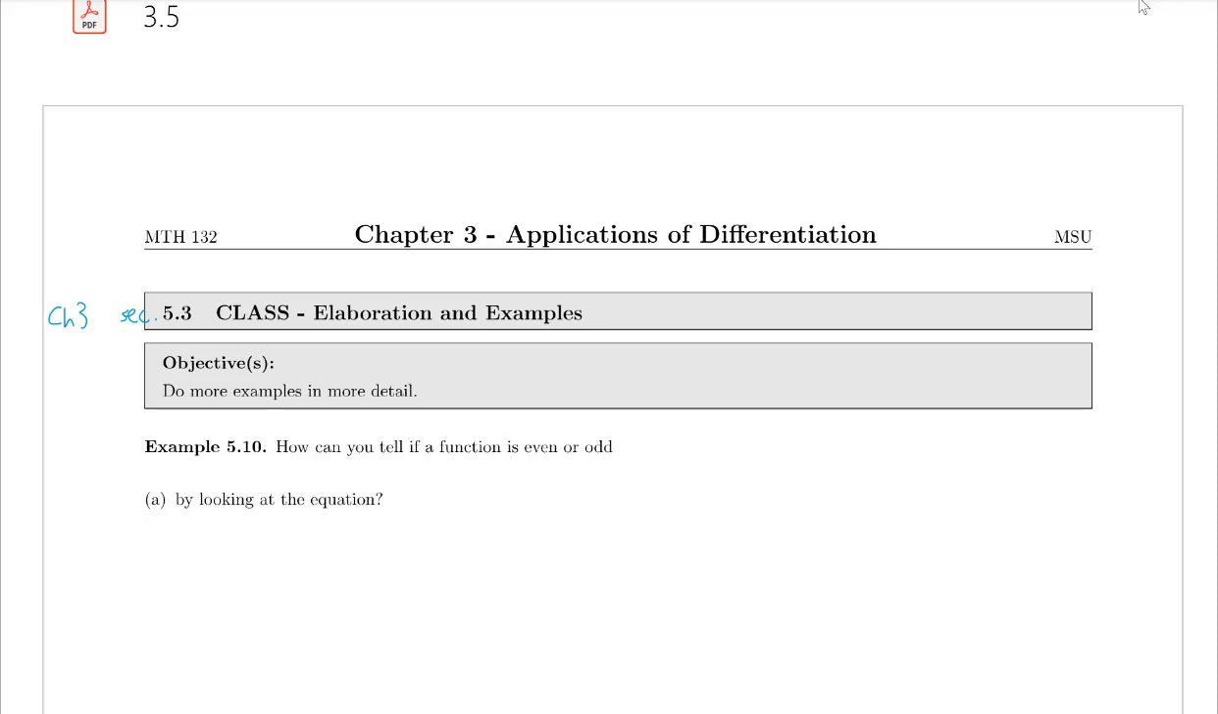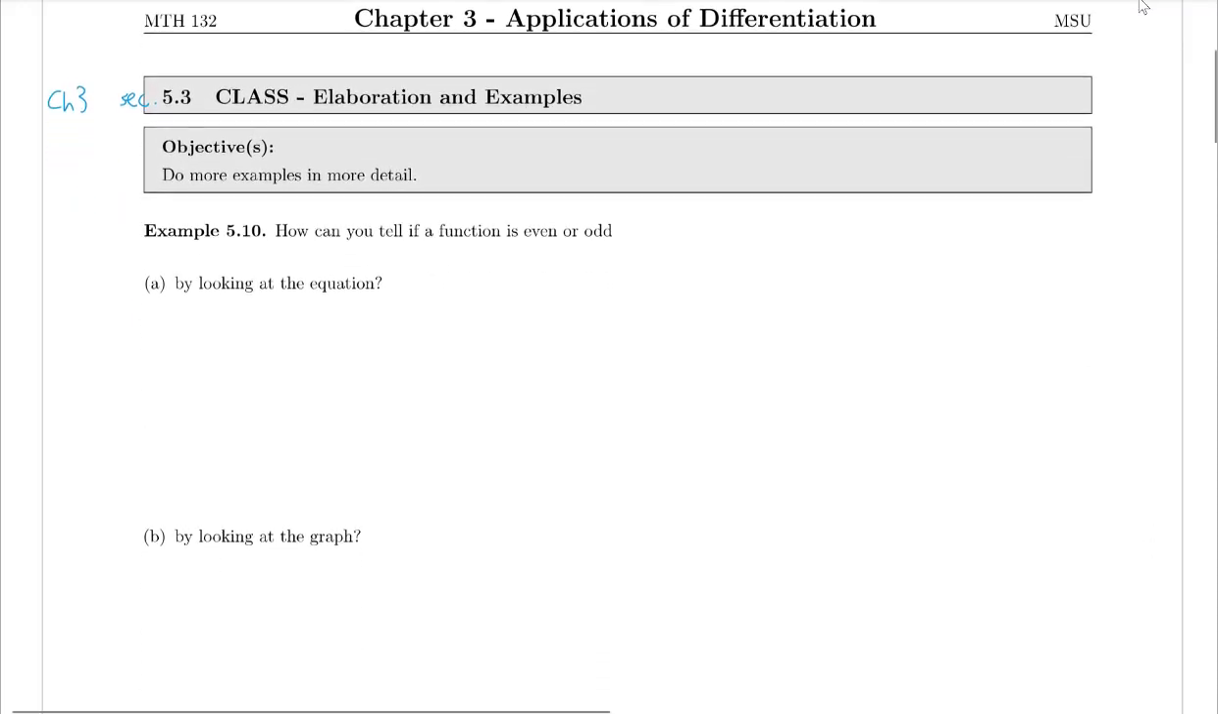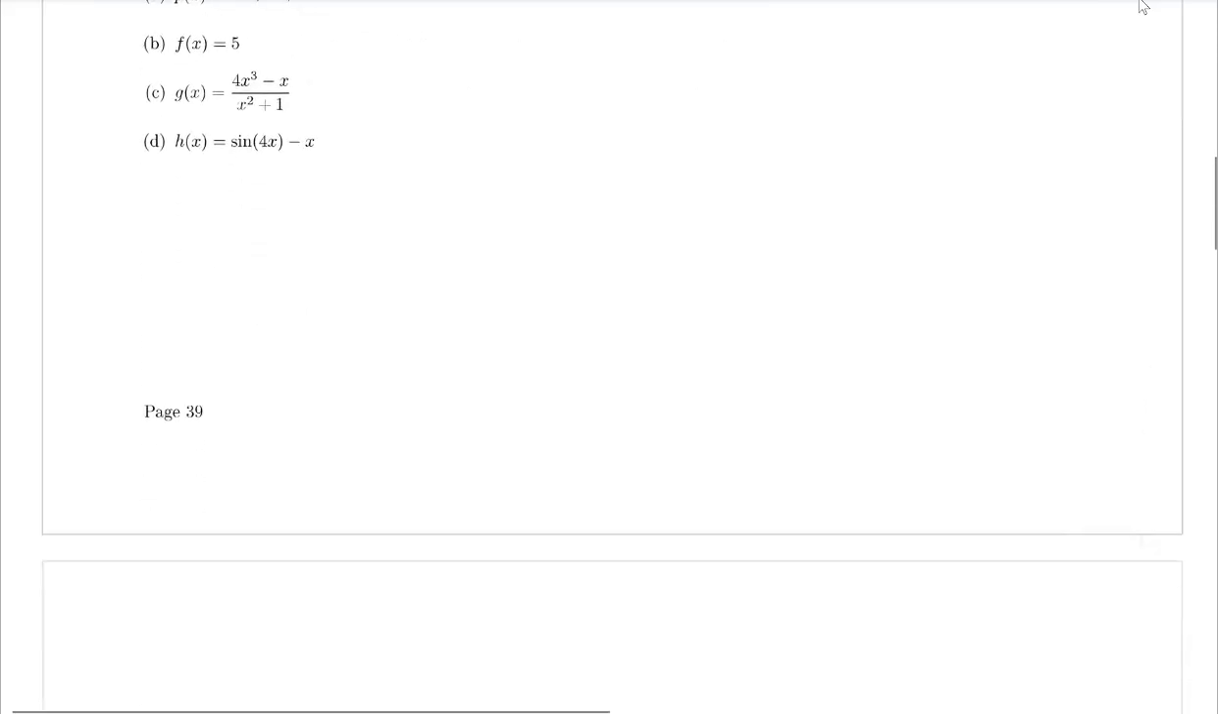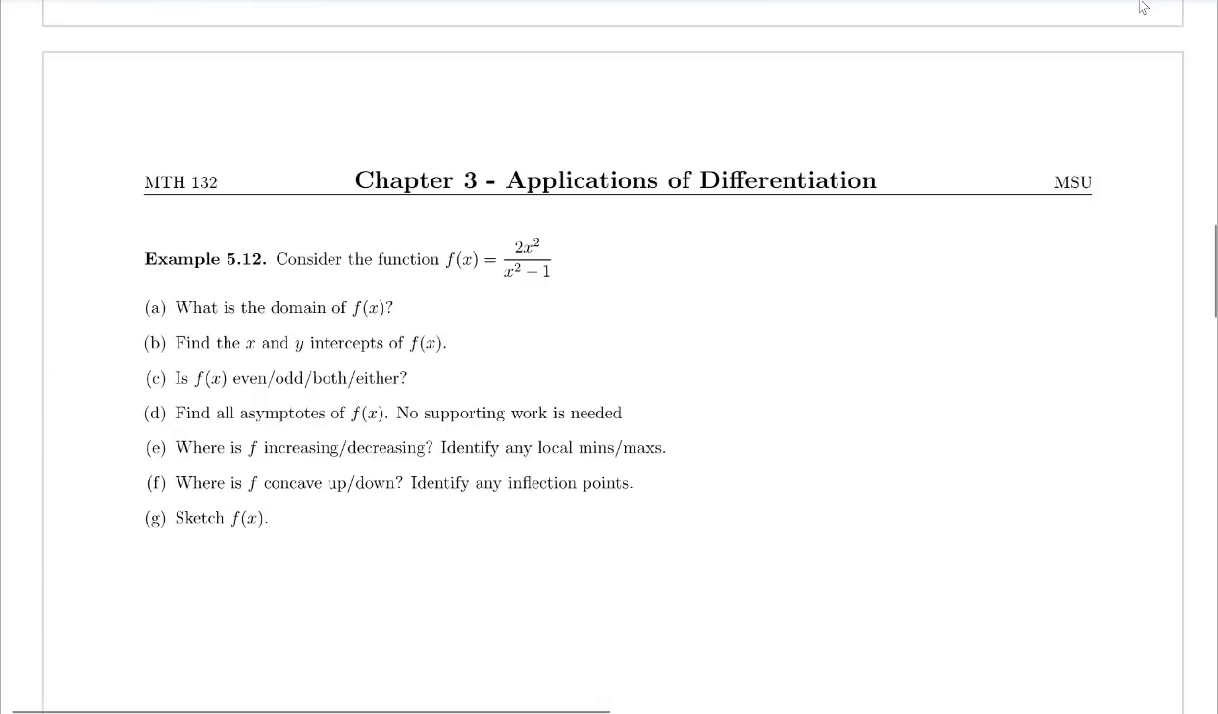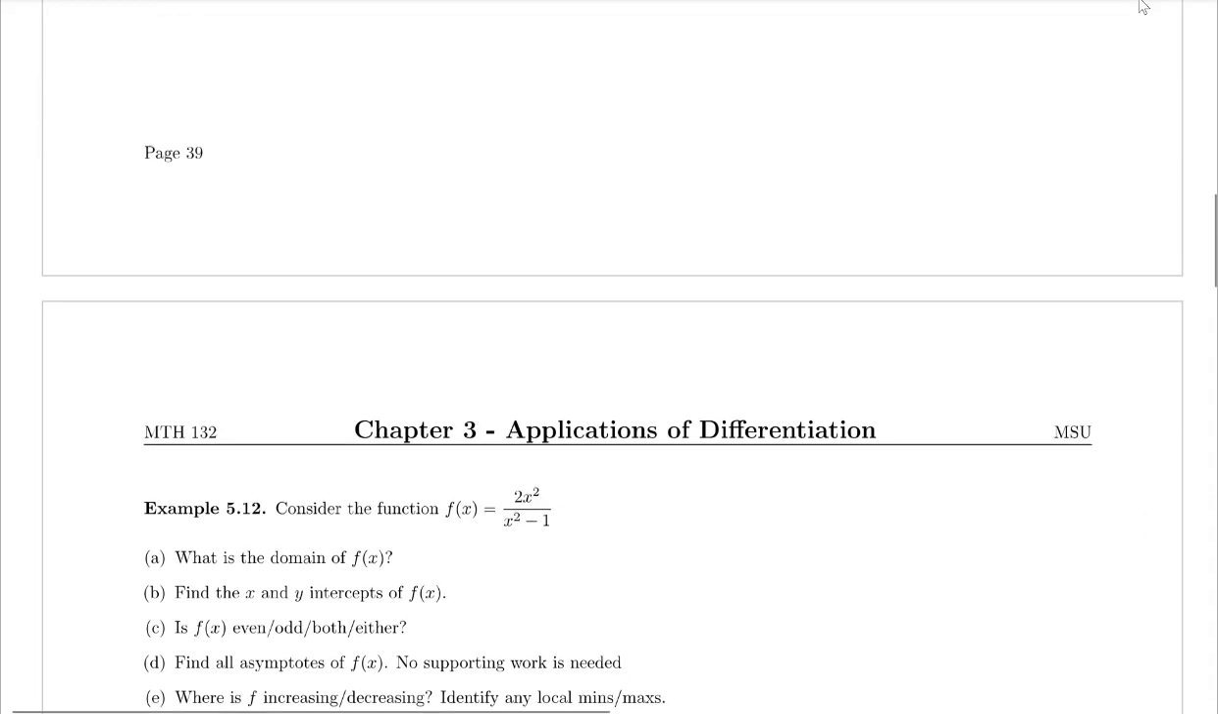Alright students, so here we are for section 3.5, our first video recorded lesson. So I'm going to scroll down first on these notes to the second page to get our goal for the day. What we're trying to do here is sketch graphs of functions using what we know about calculus to model their behavior.